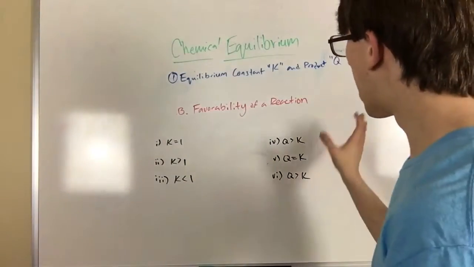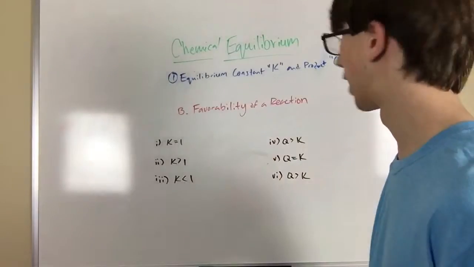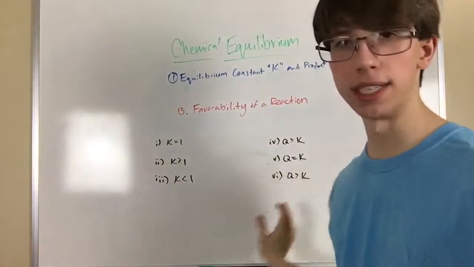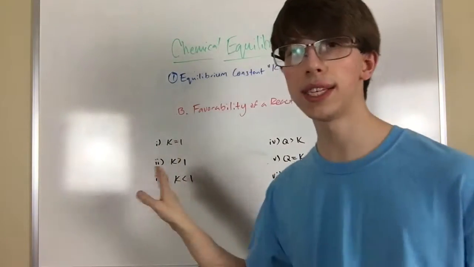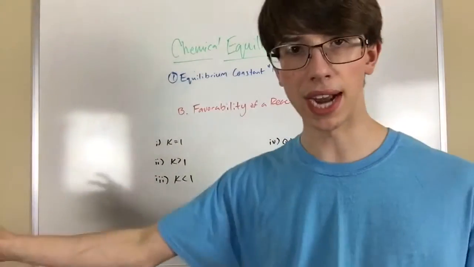And so now we have favorability of a reaction, which is the second part of the equilibrium constant K and product Q. We have 6 different cases here. The first of all is K is equal to 1. So when K is equal to 1, that means that we have the same amount of products as we do reactants.